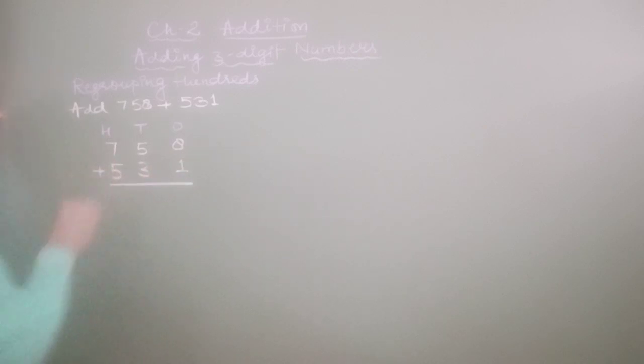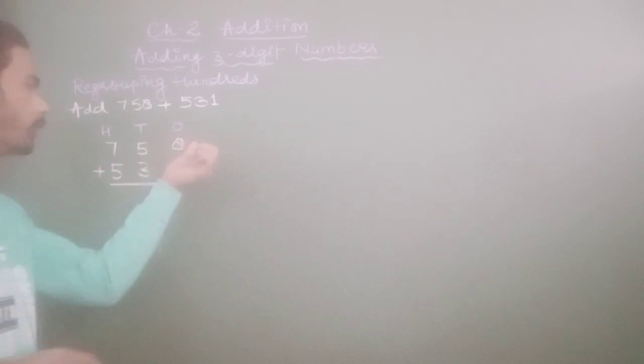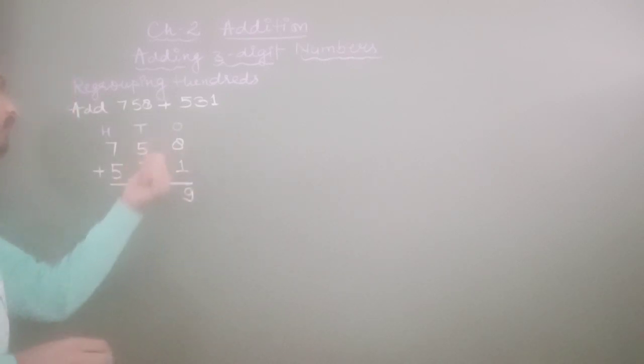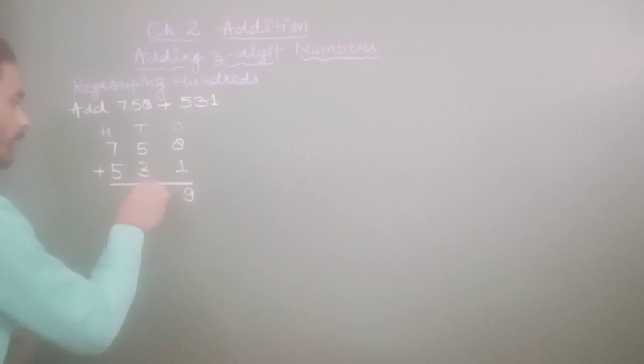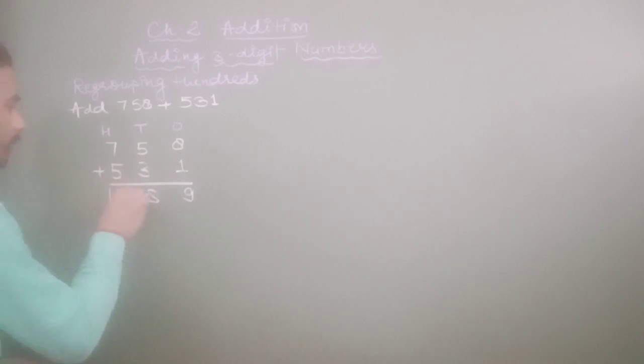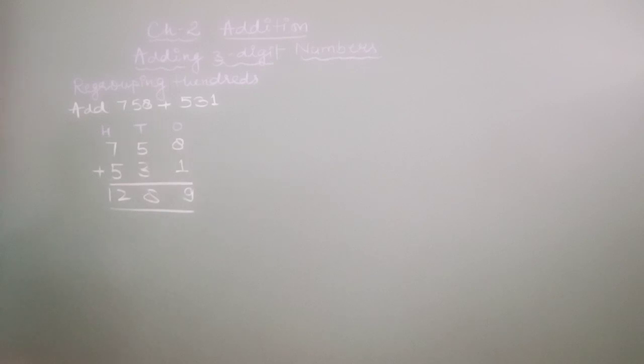Add the ones: 8 ones plus 1 one is 9 ones. Add the tens: 5 tens plus 3 tens is 8 tens. And add the hundreds: 700 plus 500 is 12 hundreds. Okay, so regroup 12 hundreds into 1 thousand 2 hundreds.